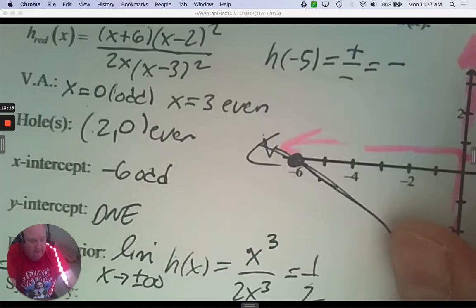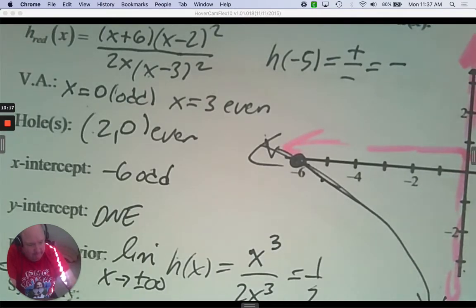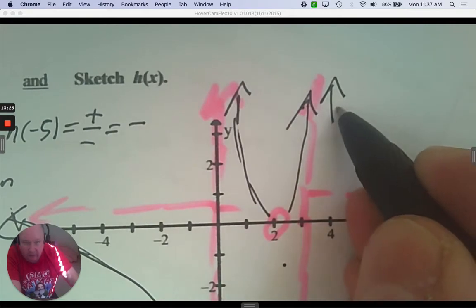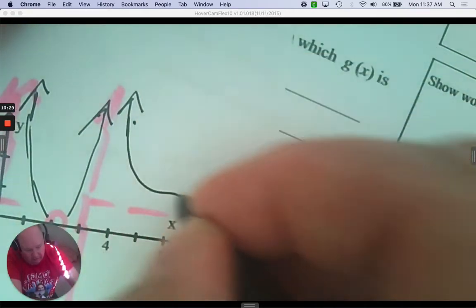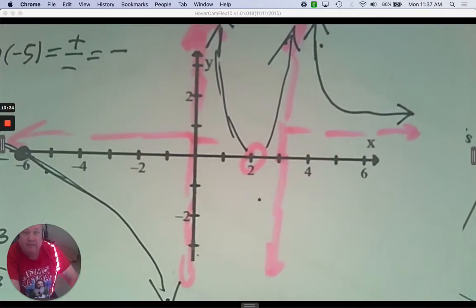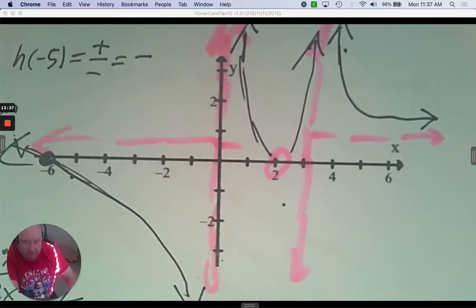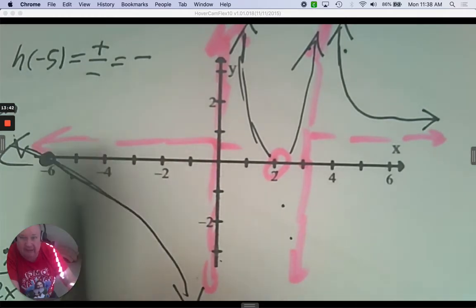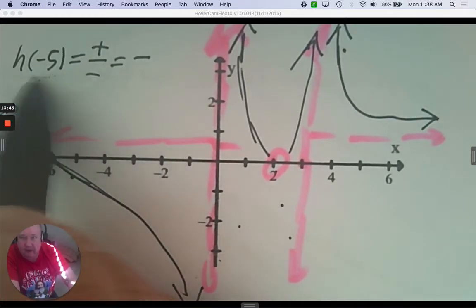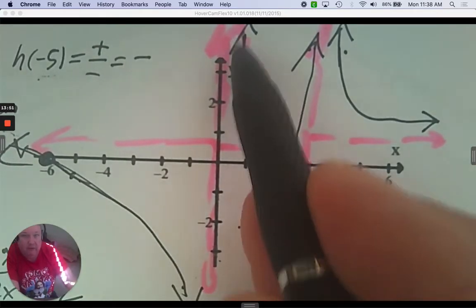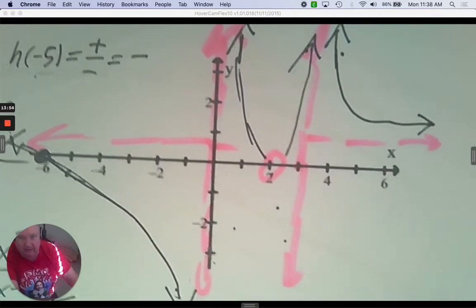At x equals 3, it's even, which means on both sides of x equals 3, they go in the same direction. So if this goes to infinity, this goes to infinity, and then it curves and the right end behavior approaches 1/2. So a very complicated looking function. To be able to understand this function, we have to understand asymptotes, holes, intercepts, and understand if it's even or odd. It helped to understand at -5, it's negative, so I knew how it crossed over. And then once I started it, the rest of the puzzle got put together.